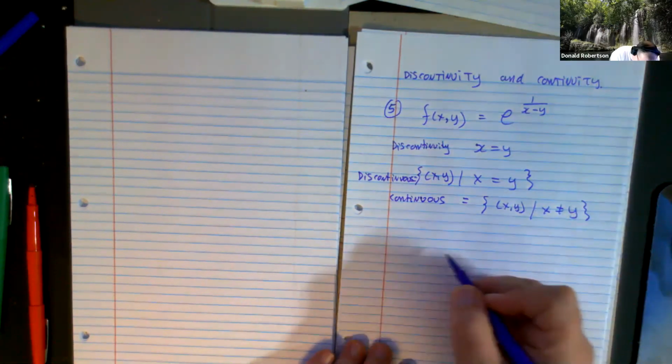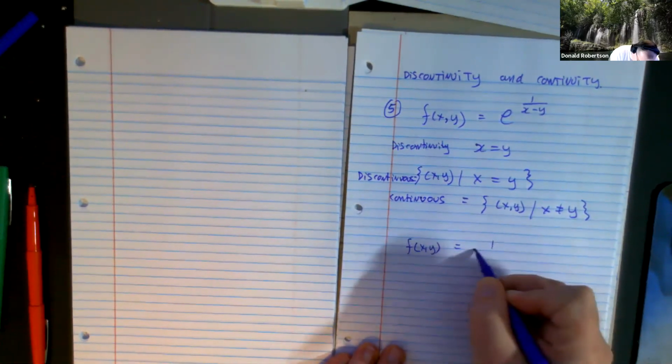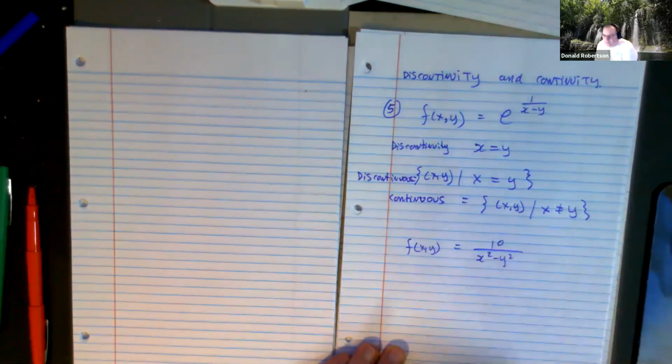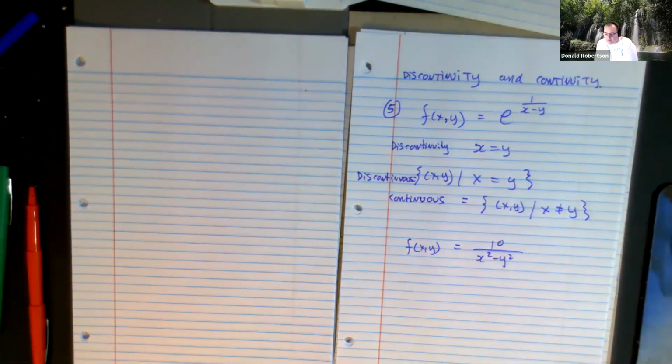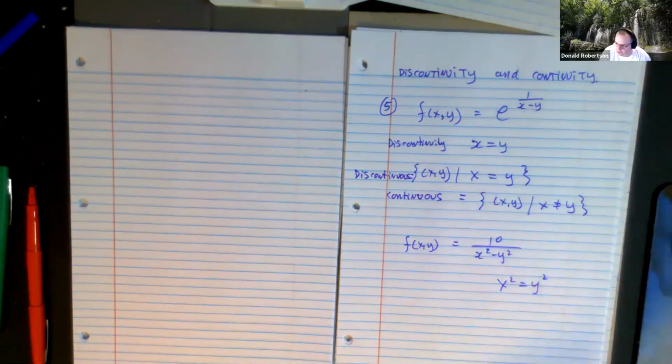How about this function? Where would this function have problems? Where x squared minus y squared equaled 0. Yeah. Or x squared equals y squared, equally correct. What Catherine said was bang on.